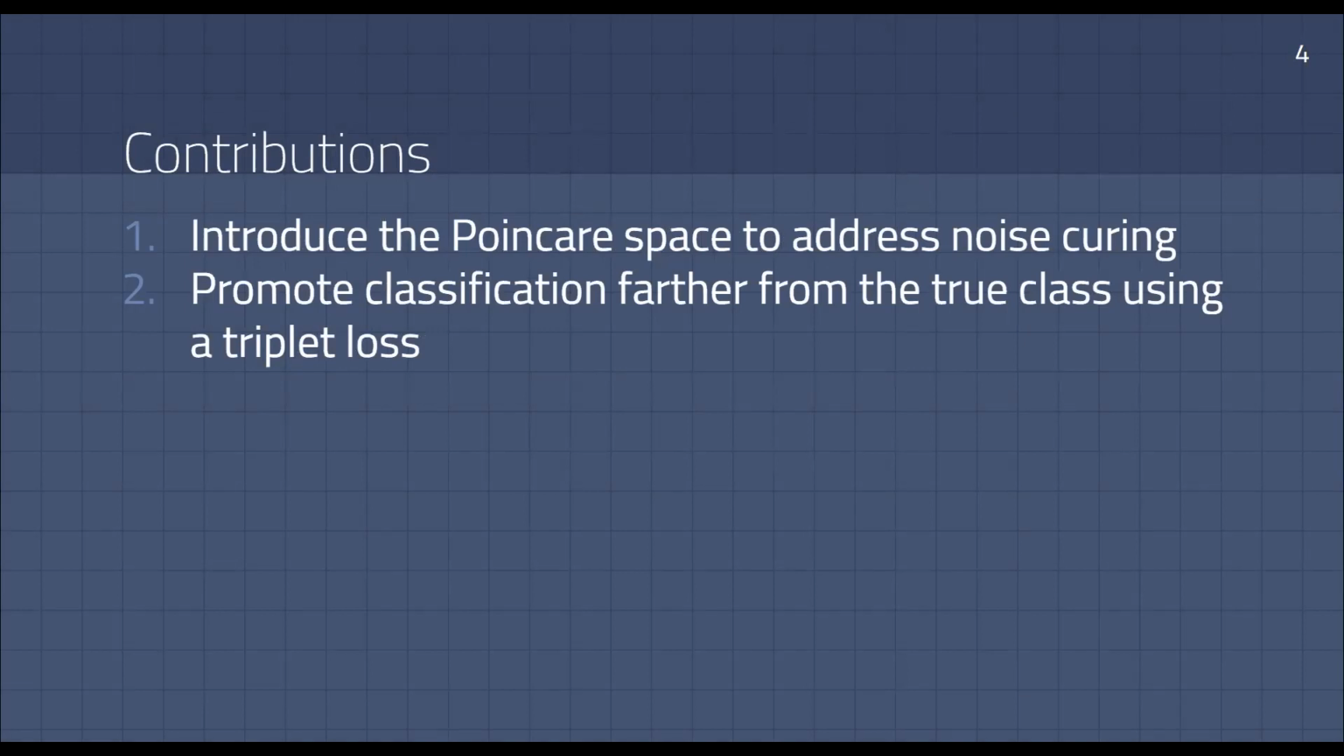So this paper makes two key contributions to create a better adversarial example. The first is to introduce a loss metric, which uses the Poincare space to address noise curing. And the second is to encourage classification closer to the target class using a triplet loss.